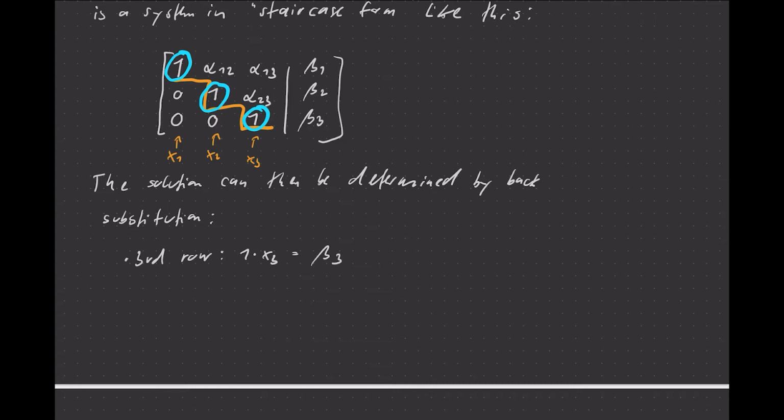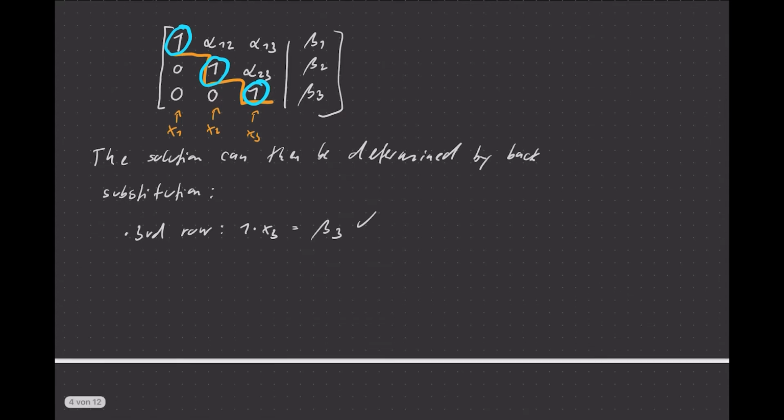Well, that's easy to solve. The solution is actually right there. x3 is beta 3, right? So we have x3 already. And once we have x3, we go back. We go to the second row.